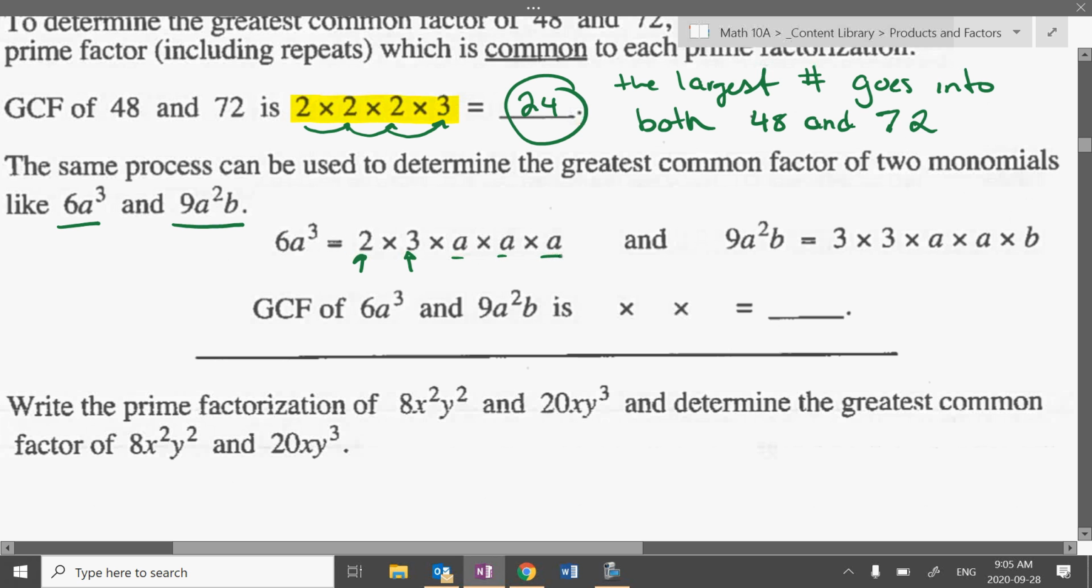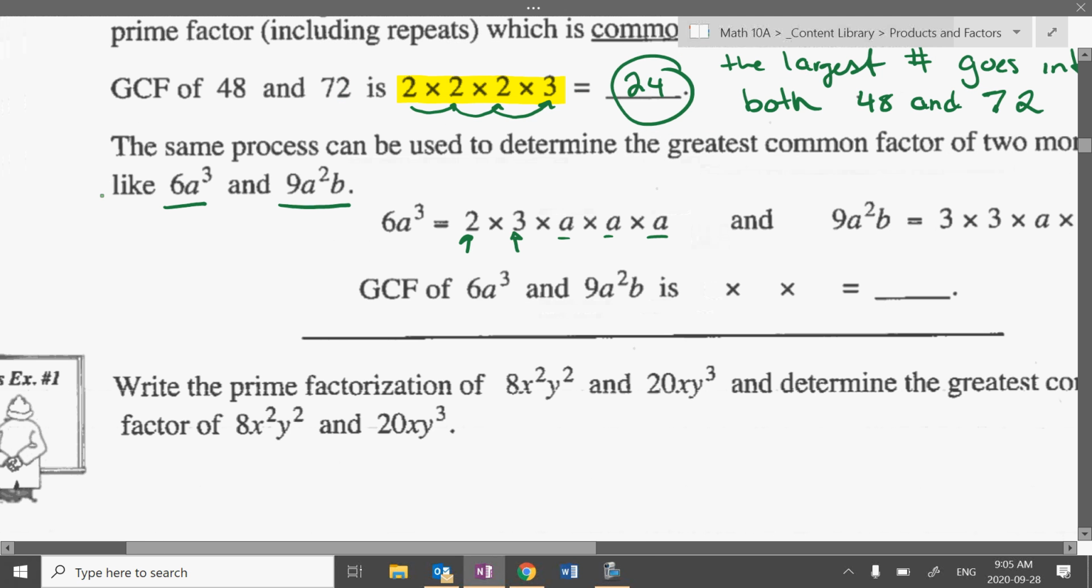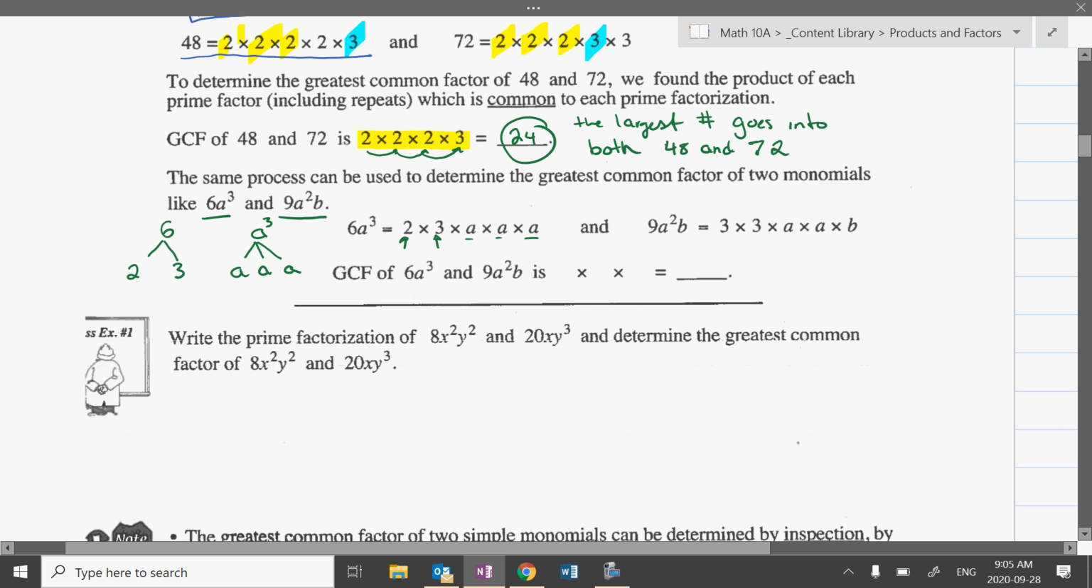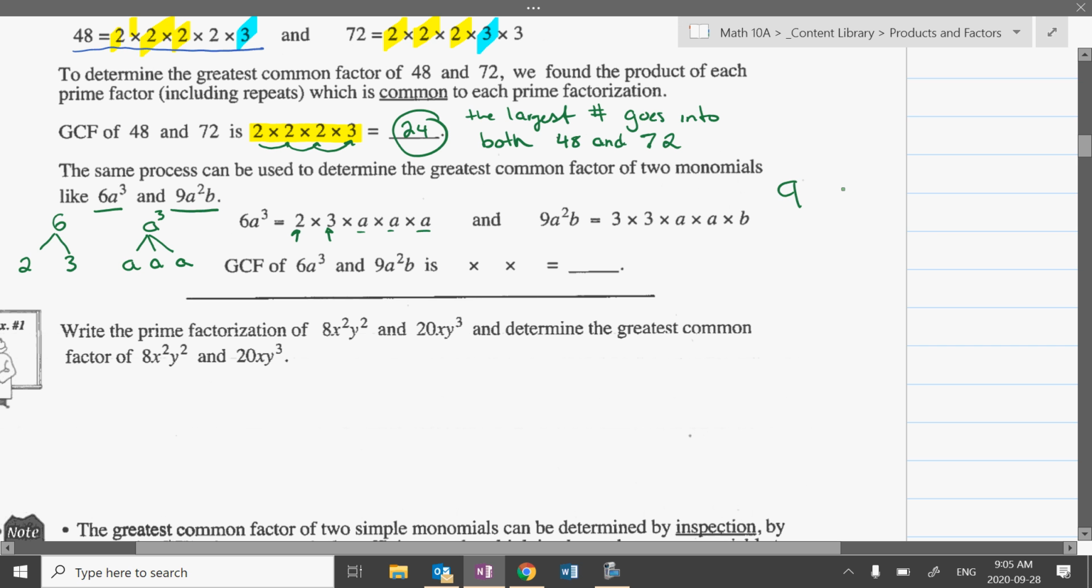of 3. If I was to do this as a factor tree, I think it's easiest to split it as a 6 and then your a cubed. The 6 is going to split into the 2 and the 3. To get an a cubed, I have to have 3 a's. For 9a squared b, same thing. So I have 9a squared b. 9 I can only break into a 3 and a 3.